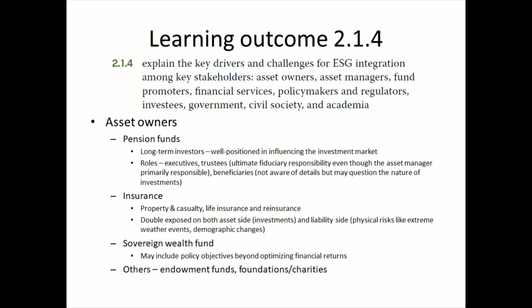Because insurance companies need to pay claims, they are double exposed, on both the asset side, that is the investment side, and also the liability side, with respect to ESG matters like physical risk such as extreme weather events, and for life insurance companies, demographic changes. The third type of major asset owner will be a sovereign wealth fund.